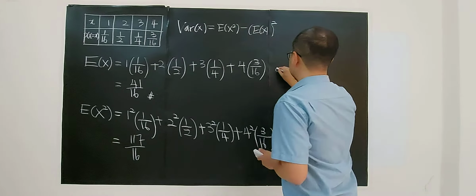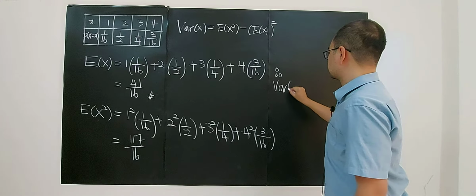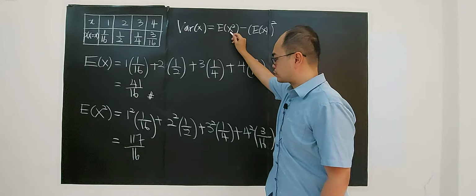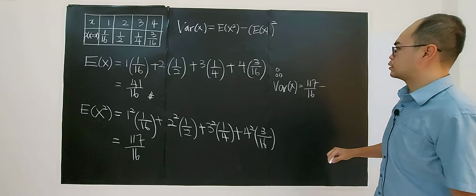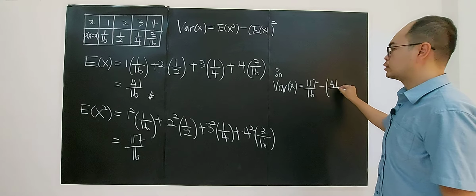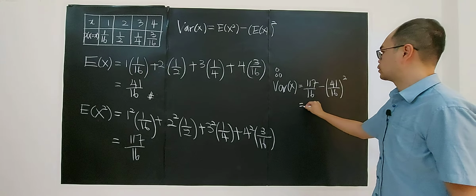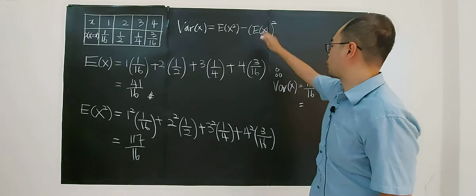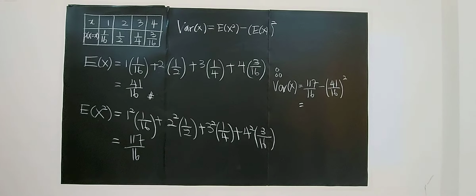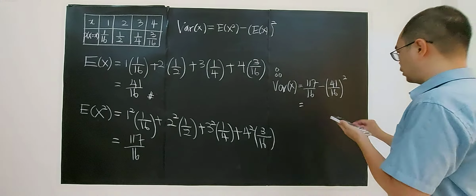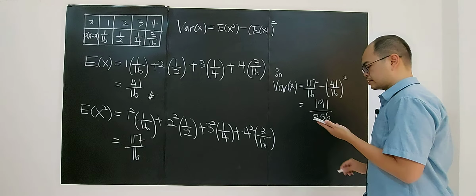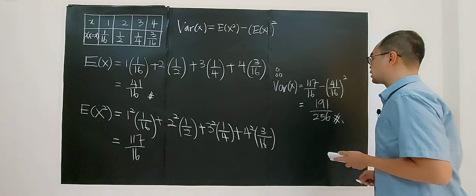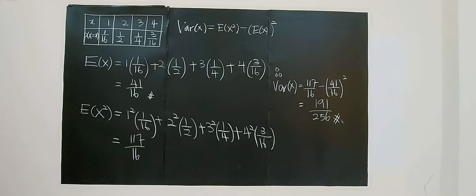So the variance of x will be the value of E(x squared), 117 over 16, minus 41 over 16 to the power of 2, the square of the mean. Let's calculate the value, which gives you 191 over 256. So this will be the variance of this probability distribution.